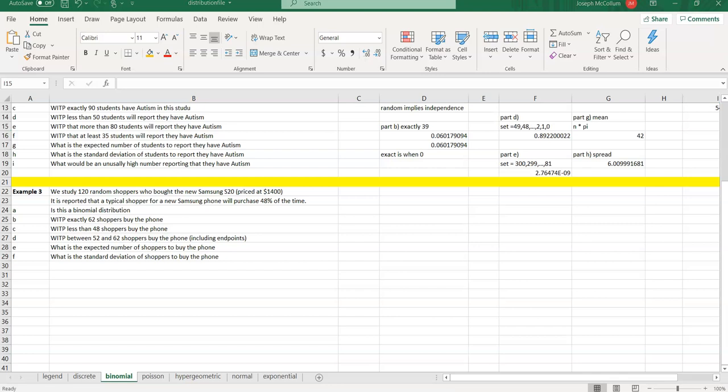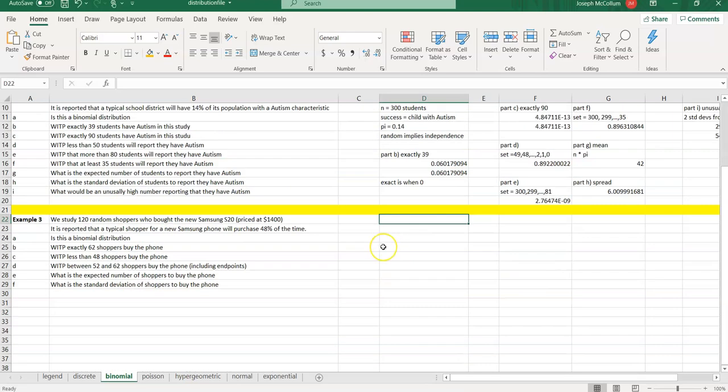Alrighty, we're back for number 3. Let's do this fast and furious. Part A, and pause at any time to make sure. It's a binomial distribution. Let's check this out. Do we have n, a fixed number of trials? We do. 120 random shoppers. In fact, let me just jump in, I like to keep it in order. Pi, what's the probability of success? 48%. Got it. What is a success here?